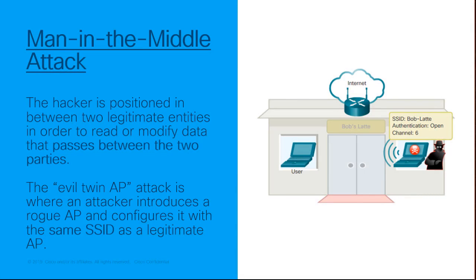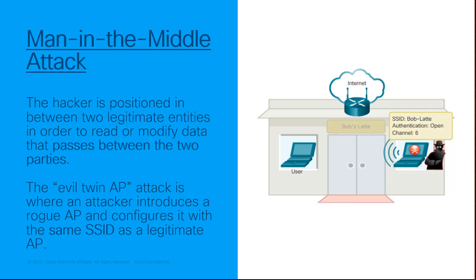With a man-in-the-middle attack, a hacker is going to position themselves between two legitimate entities in order to either read or modify the data that passes between those two entities. Now, there are many ways that a man-in-the-middle attack can be created. A popular way is to use the evil twin access point attack. This is where an attacker is going to introduce a rogue access point. They're going to configure the rogue access point with the same wireless SSID as a legitimate, real access point nearby.